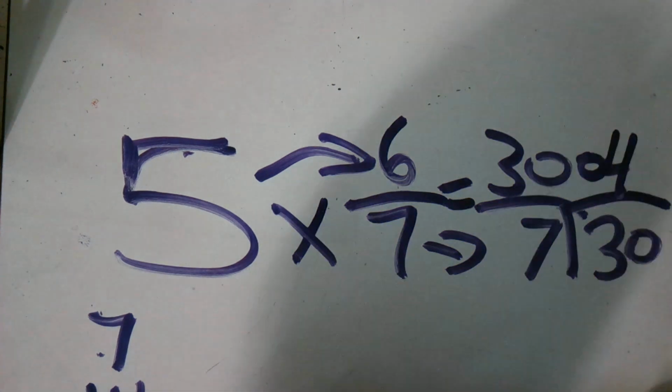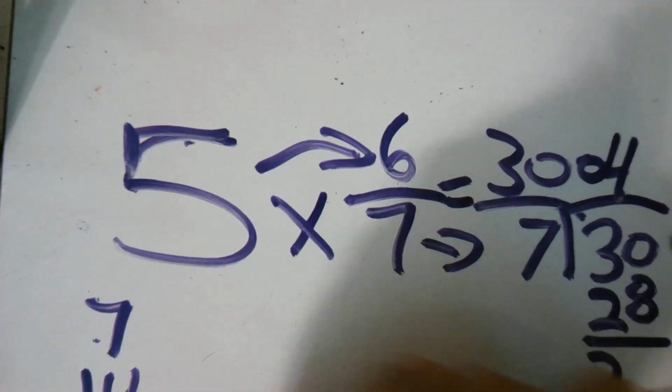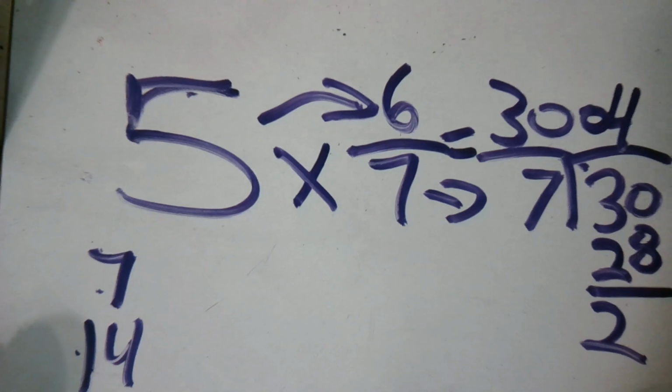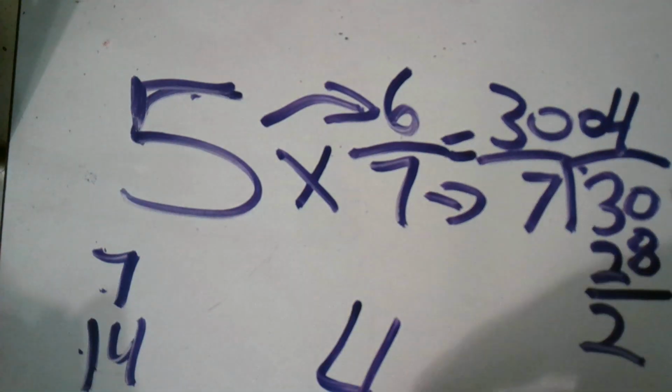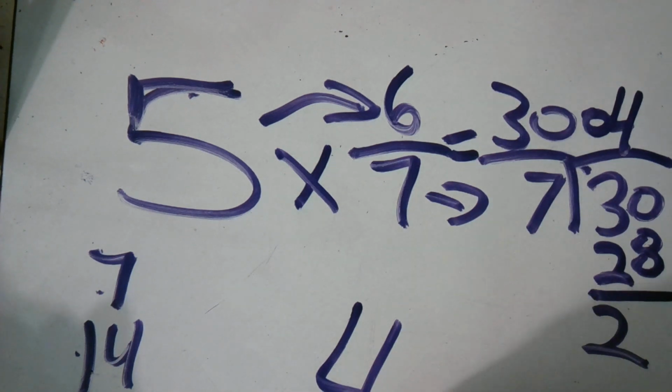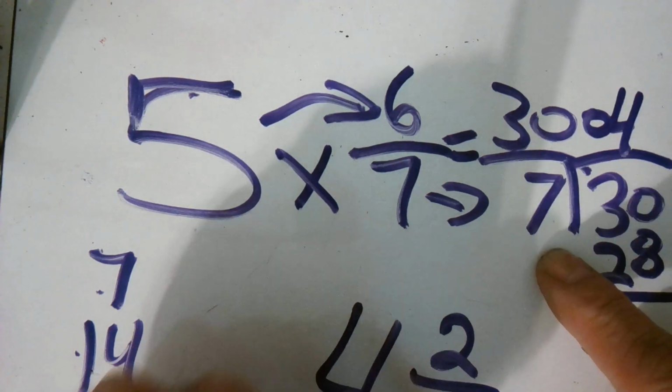4 times is 28. We said that. That 2 becomes my remainder. So I'll have 4 whole numbers, write it kind of big. That's my whole number. And 2 over what number? 7.